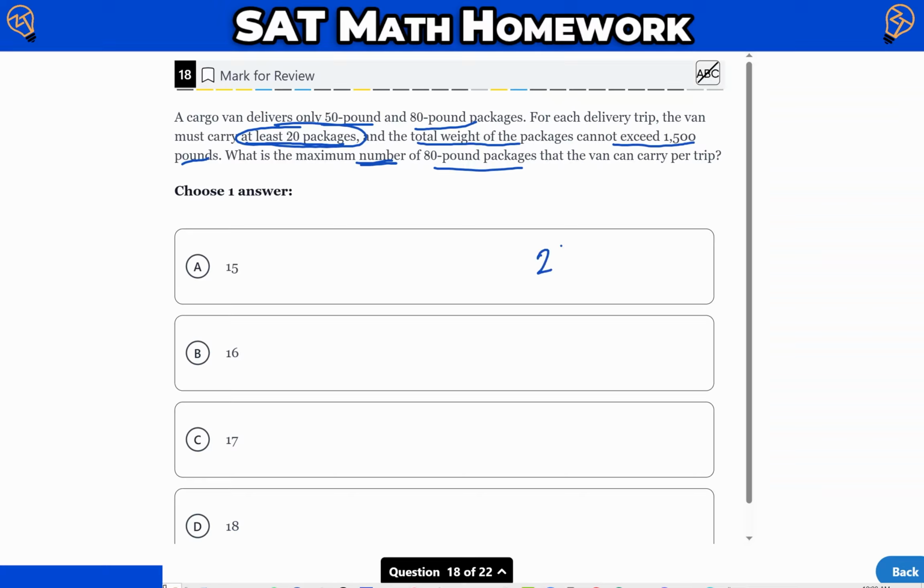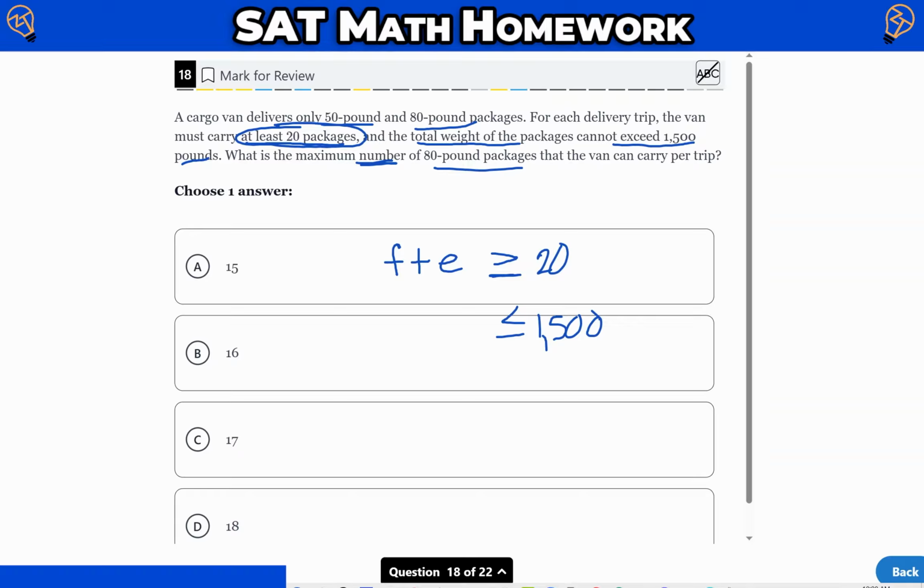First off, because we know they have to carry at least 20 packages, at least means 20, including 20, or more. So greater than or equal to 20. And let's use meaningful variables. For the number of 50-pound packages, let's say F. For the number of 80-pound packages, let's say E. I always like to use meaningful variables. In total, we must have at least 20. And then the second inequality says it can't exceed 1,500 pounds. In other words, it has to be 1,500 pounds or less.